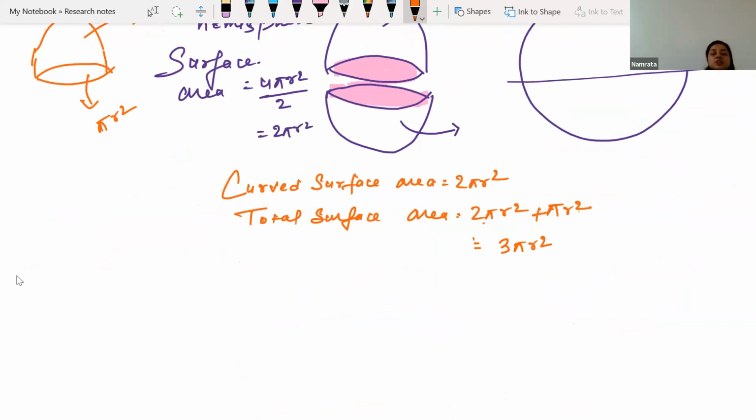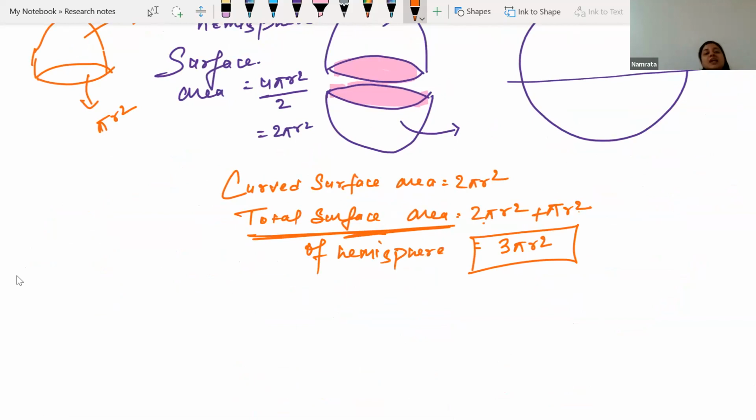So sometimes if this formula is given, that is the total surface area of the hemisphere, please don't get confused. Whenever it's a hemisphere, you have to be specific. You have to be careful whether the question is talking about the curved part of the hemisphere or the total surface area of the hemisphere.